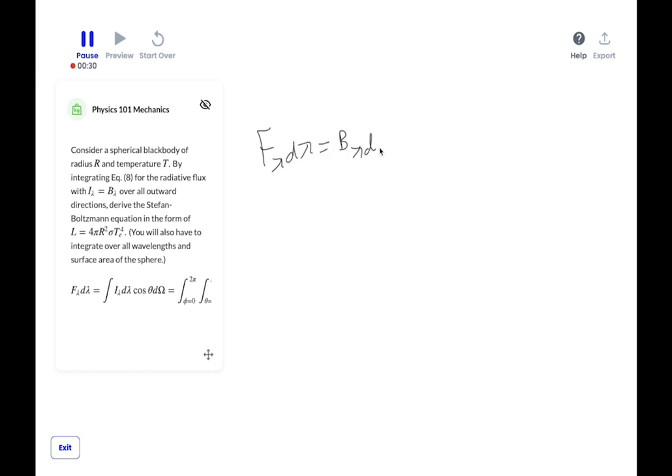lambda d lambda integral phi equals 0 to 2 pi, integral theta equals 0 to pi over 2 cosine theta sine theta d theta d phi. And this must equal pi times B lambda d lambda.